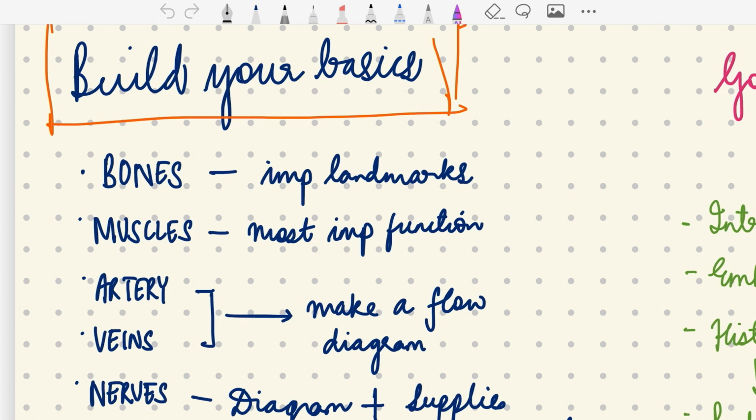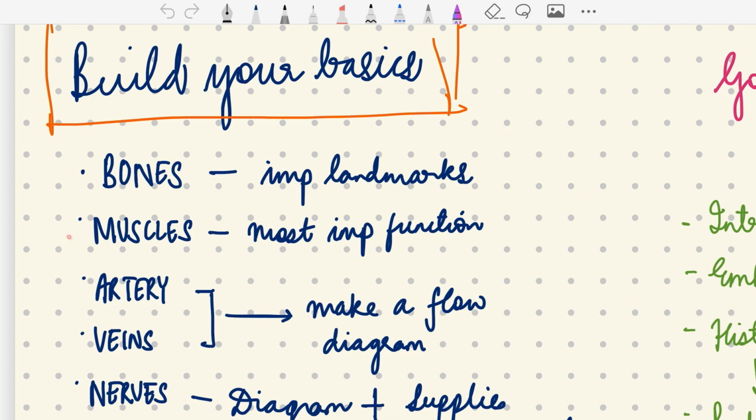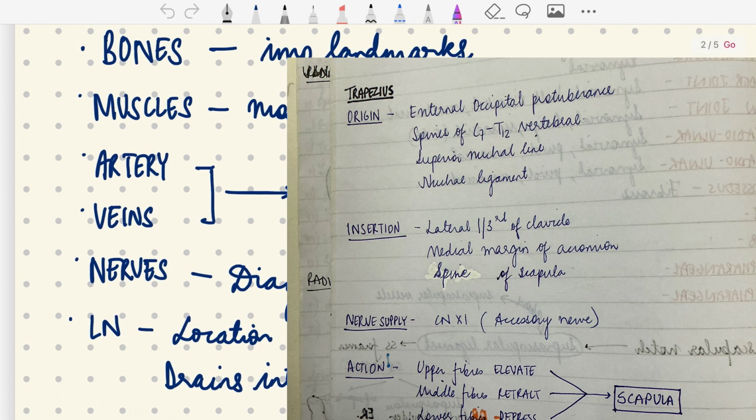Now, if I come to muscles, in muscles the most important thing is the function, but you should also know their origin, their insertion, their nerve supply, and as we have discussed, the function, that is their actions. You should know these muscles. I'm not telling you that you have to remember these things for every muscle, but some muscles like trapezius are important for that. I'll attach a note of one of my muscles. You can have a look at how to approach it.